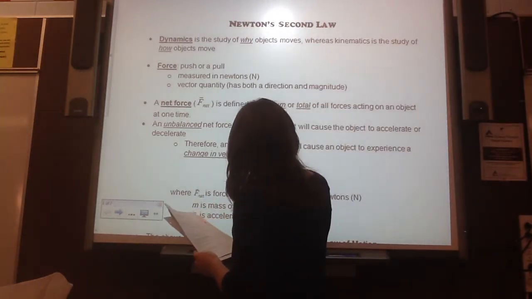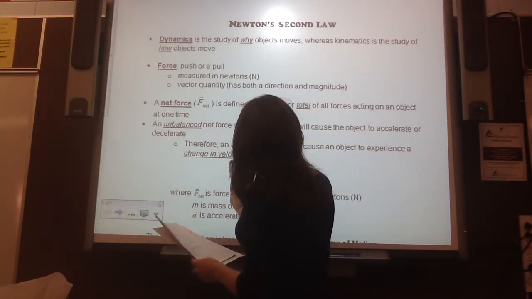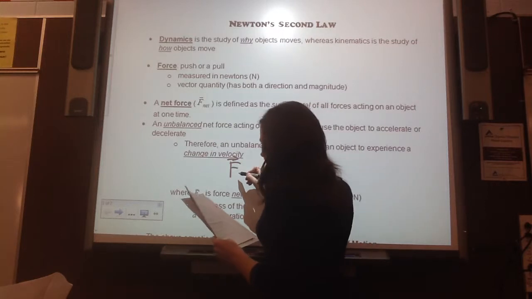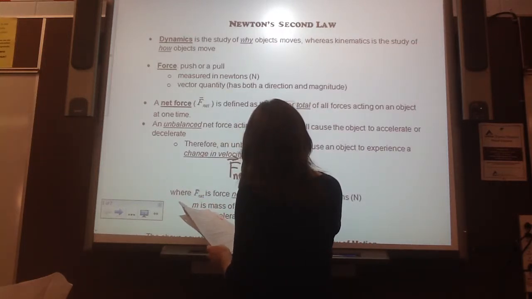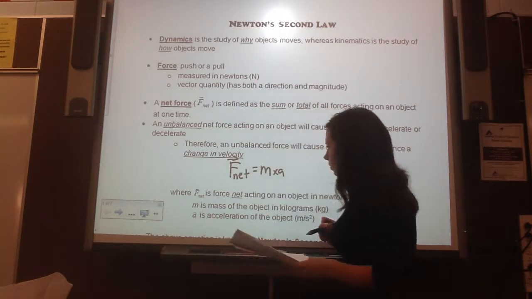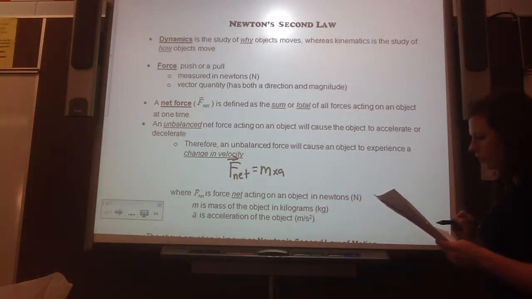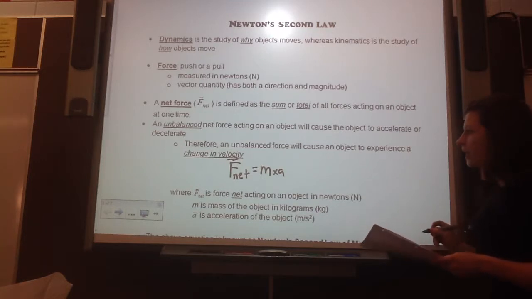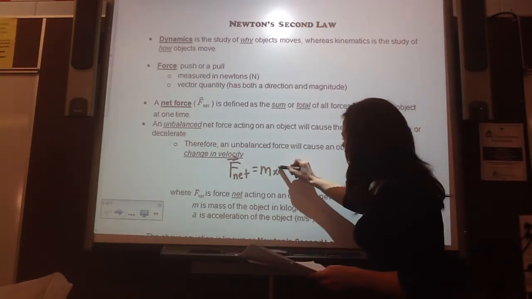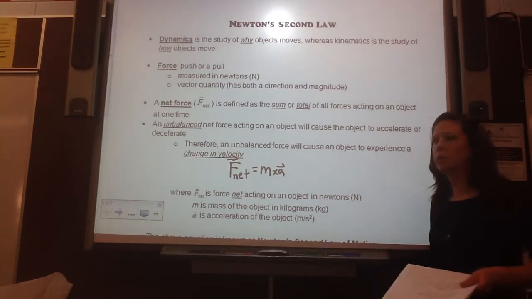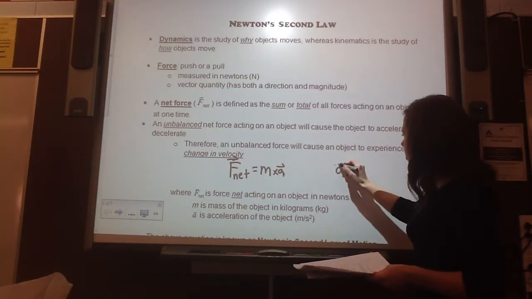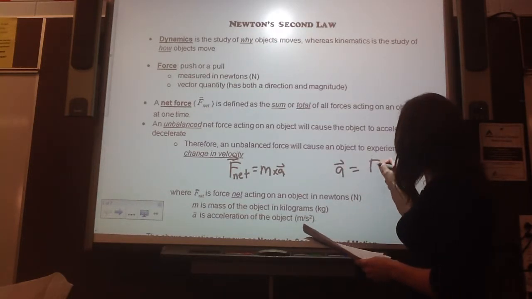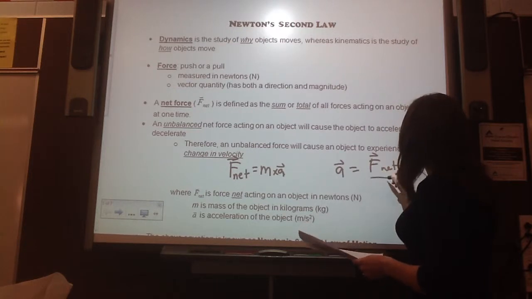So this is F with your arrow over top of it because it's a vector quantity. F net is equal to M times A. I should put the arrow over top of my A as well because we know acceleration is a vector quantity. On your data sheet, I'm pretty sure it's represented as A equals F net over M.